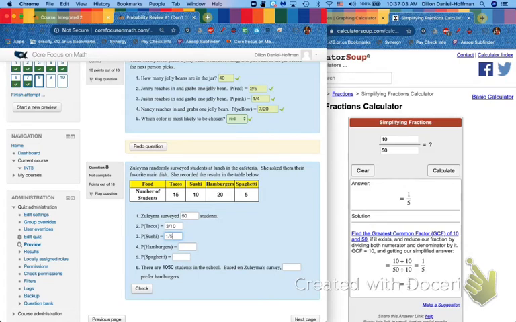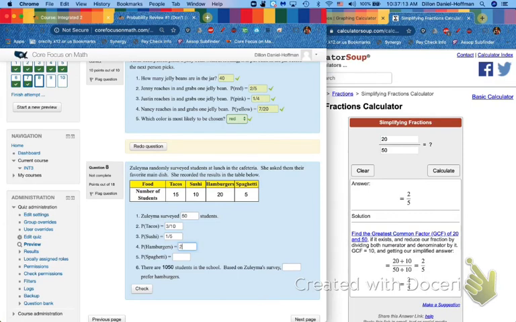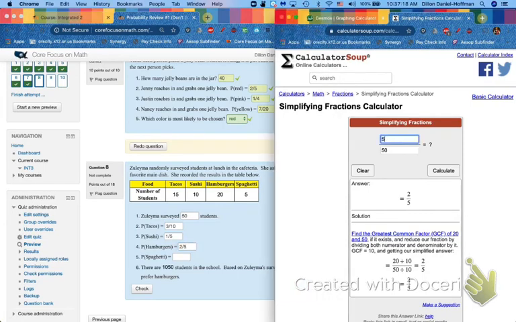Hamburgers, 20 out of 50. I can just cancel the zeros here. Watch, it's just going to be 2/5. That's a fun little canceling fraction technique. Just fruit ninja off those zeros. Spaghetti is 5 over 50. That's going to be 1/10.